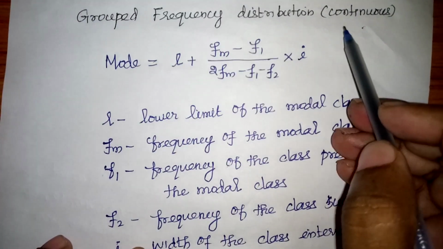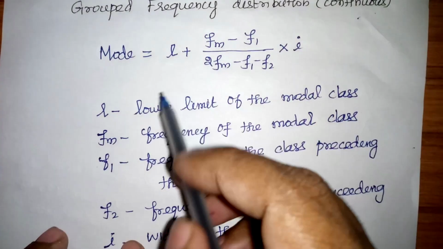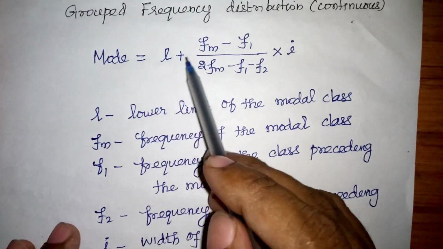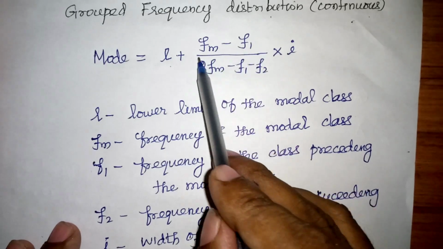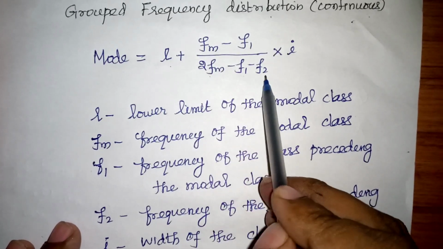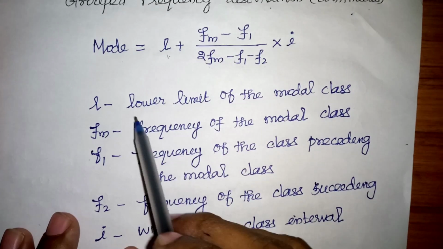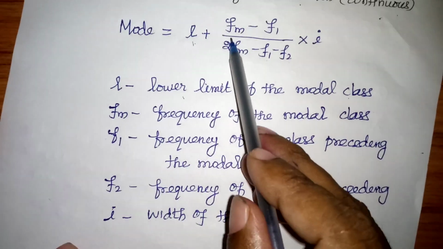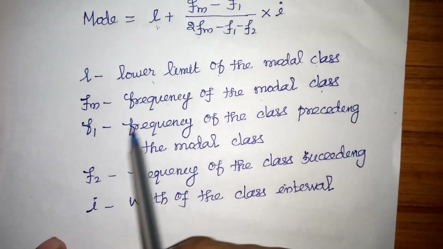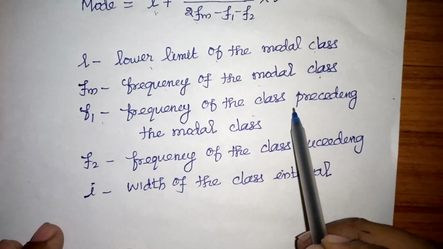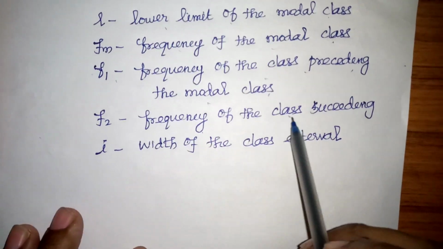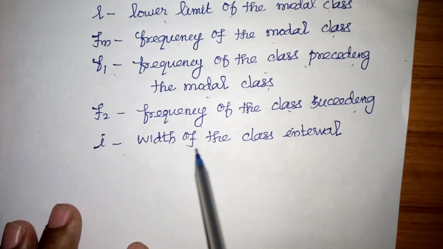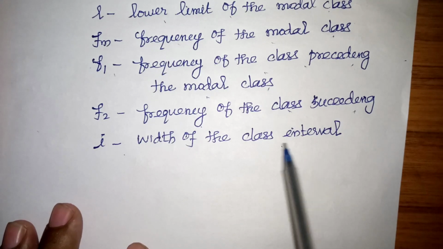Grouped frequency distribution for continuous data. What is the formula for grouped frequency distribution? Mode is equal to L plus (Fm minus F1) over (2Fm minus F1 minus F2) into I. L means lower limit of the modal class, Fm is frequency of the modal class, F1 is frequency of the class preceding the modal class, F2 is frequency of the class succeeding it, I is the width of the class interval.